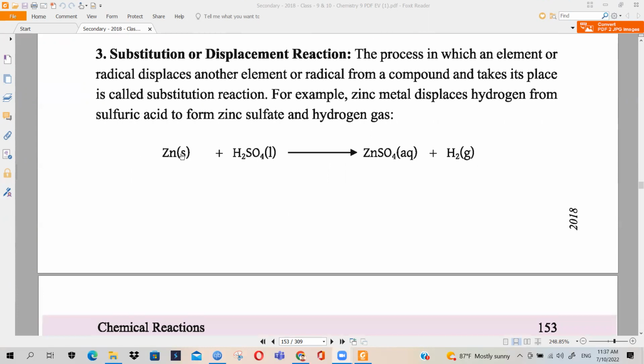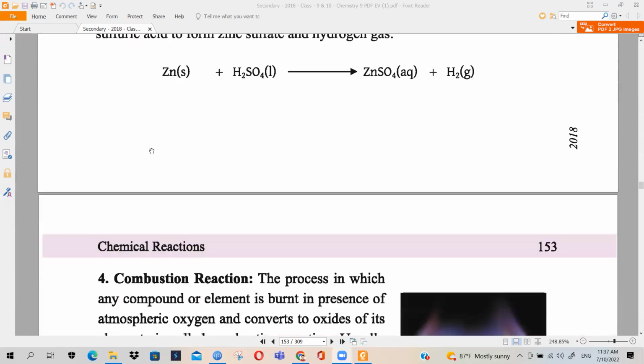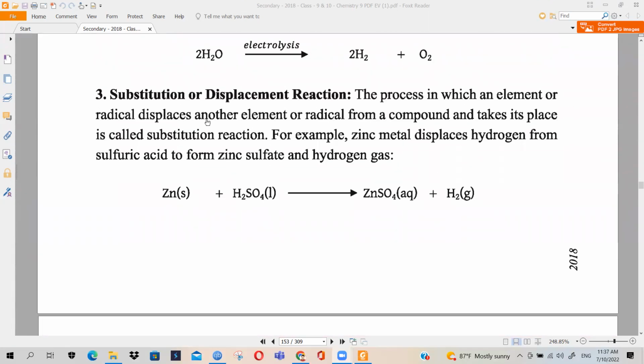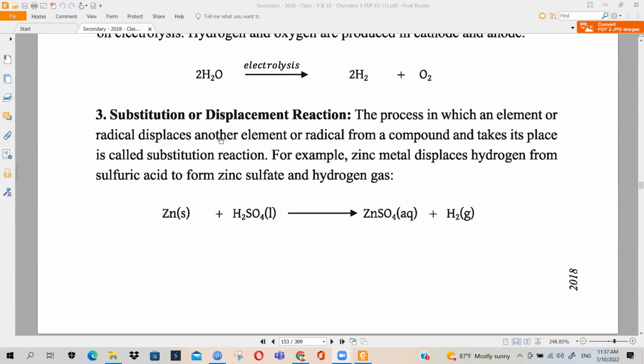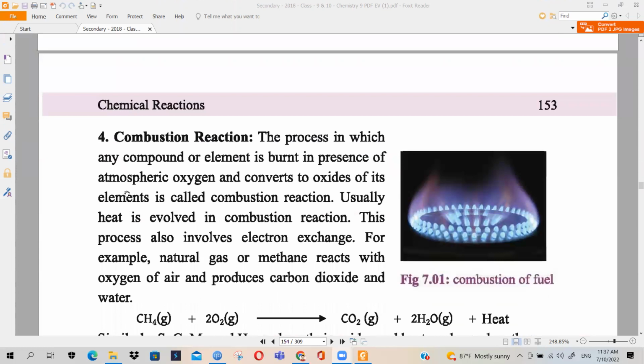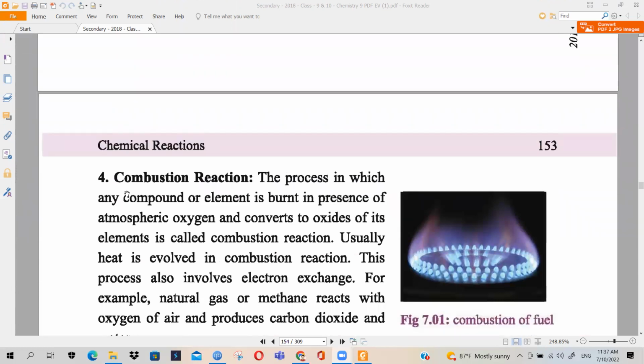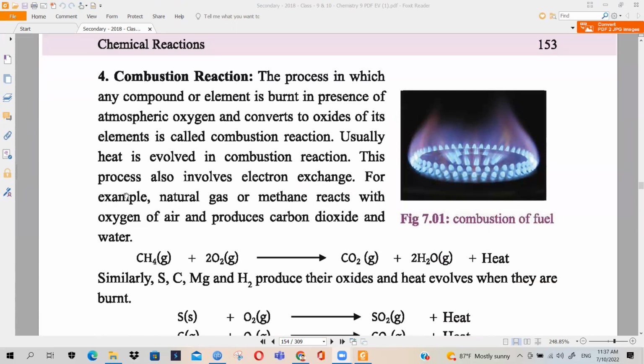All right. So as you can see, zinc is able to replace hydrogen. That is why we're getting zinc sulfate. So this is how a substitution or displacement reaction works, because a particular element is getting substituted or displaced. Now combustion, as you can understand by the term, something would be combusted with the use of oxygen. The process in which any compound or element is burnt in presence of atmospheric oxygen and converts to oxides of its elements is called combustion reaction.